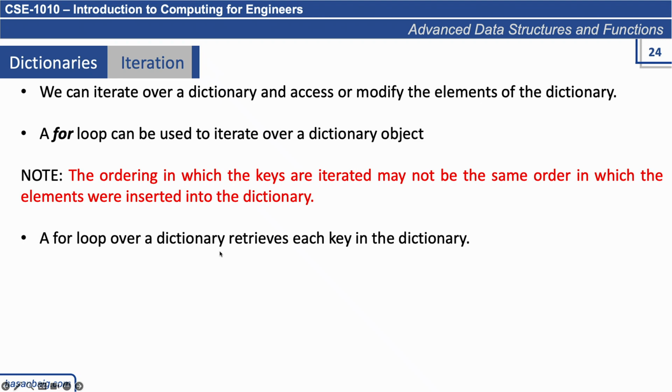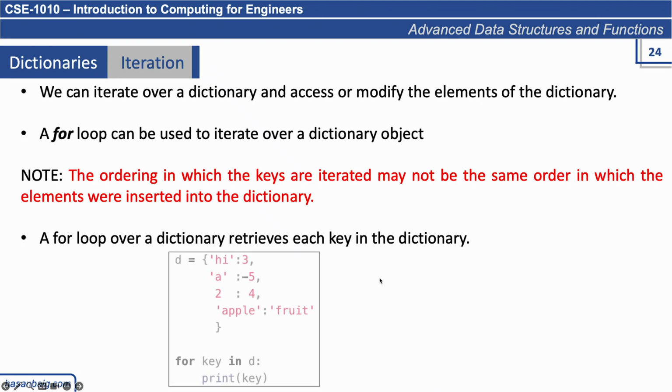Because these are all unordered elements, we access the elements with the help of their keys. So a for loop over a dictionary retrieves each key in the dictionary. For example, here we have a dictionary named D, with keys and values. When I loop through, this is a loop variable. I could name it key, value, A, I, whatever. When I'm looping through a dictionary, it returns the key. So it will only return the key.